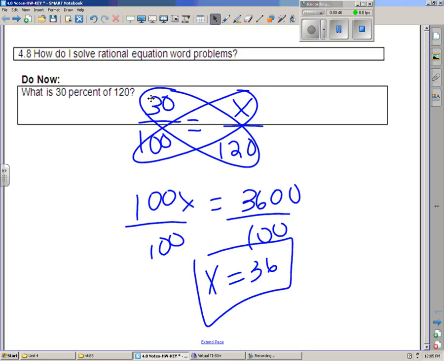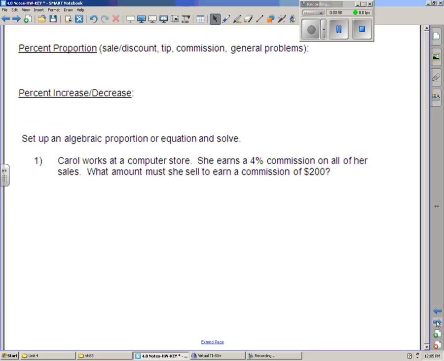Okay, so we're going to put these percent proportions down and talk about percent increase and decrease. But percent proportion, when we talk about sales or discounts or tips or commissions or just regular percent problems, your proportion should always be the same. And it should always be that percent out of 100 equals is over of. Some people use is over of and they call it part over whole. Either one is fine. I tend to do the is over of one, but either one is fine.